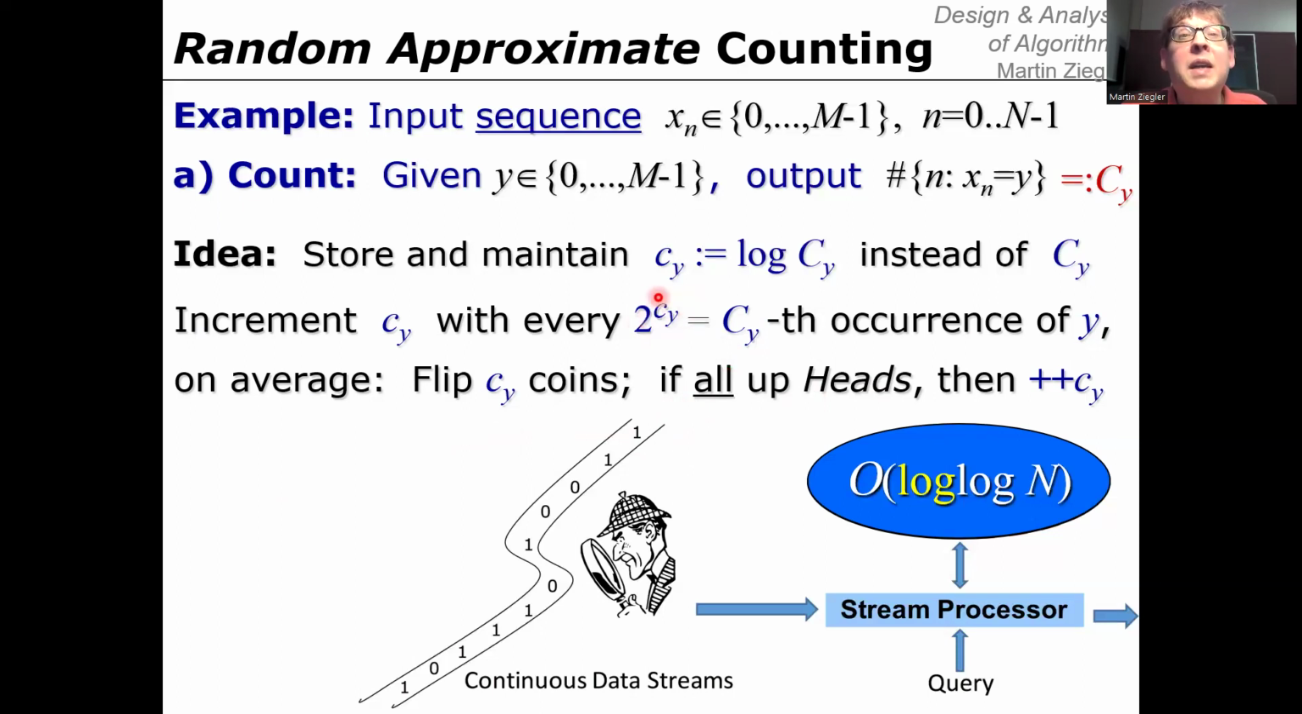After expected 2 to the cy times occurrences of y, then we increment our counter. So not deterministically, but in expectation. It's a randomized algorithm. And also it's only an approximate algorithm.